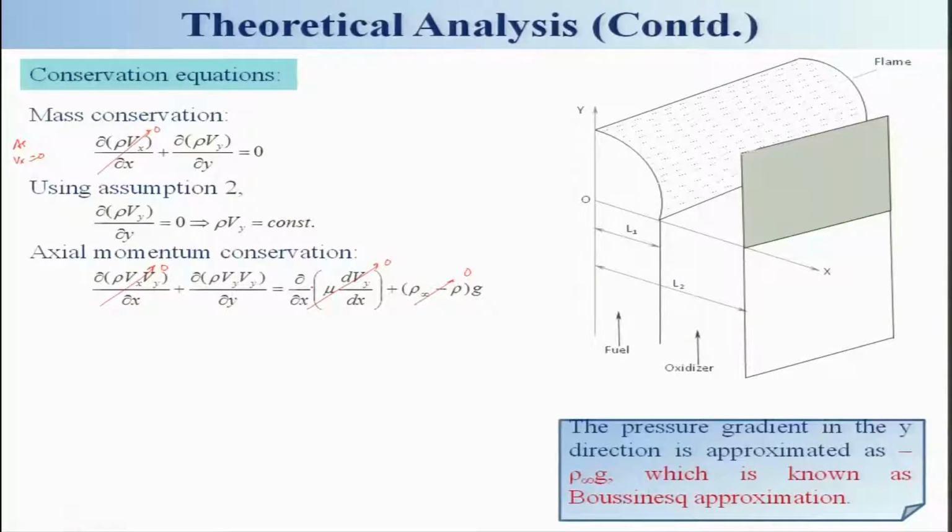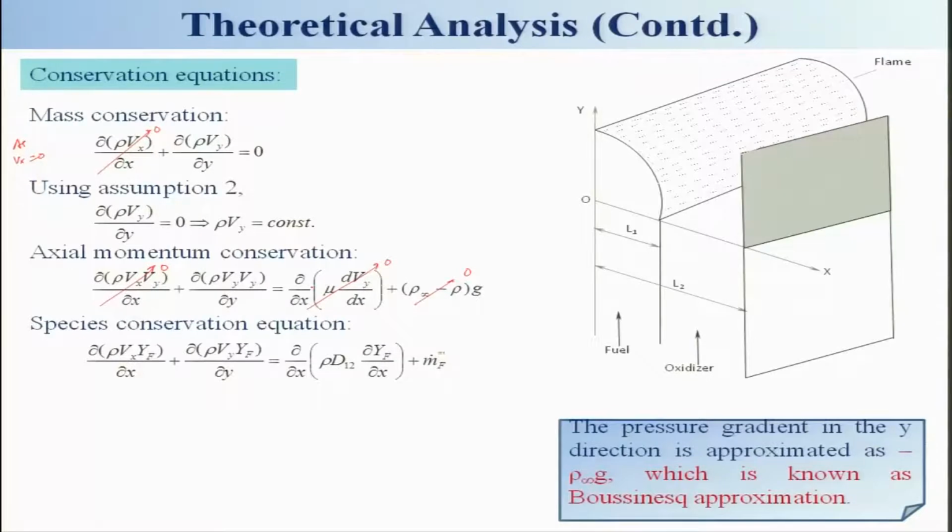Now, we will be looking at this thing. This is the species conservation equation for the fuel, that is, ∂(ρ v_x Y_F)/∂x plus ∂(ρ v_y Y_F)/∂y is equal to ∂/∂x (ρ D_12 ∂Y_F/∂x) plus the mass generation of the fuel per unit volume, m dot triple dash F.